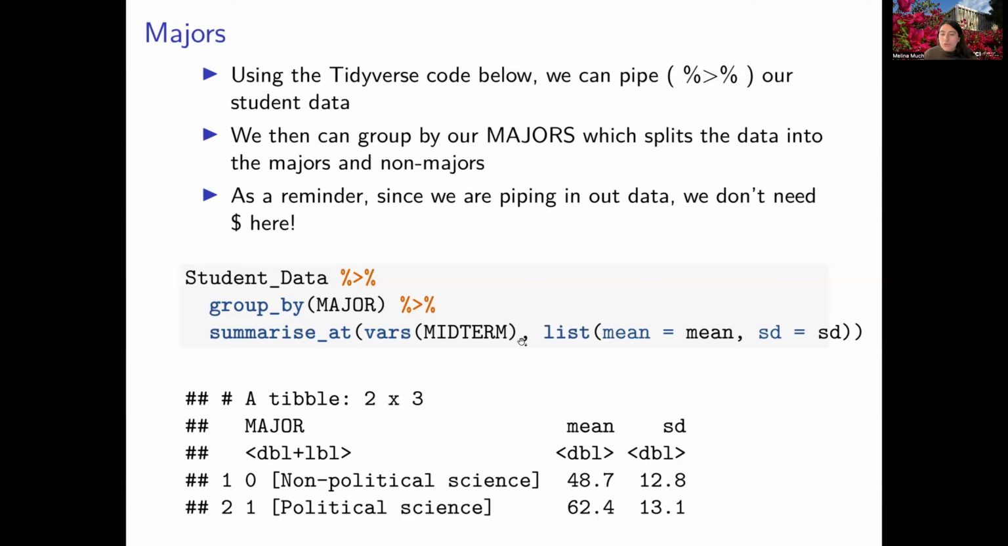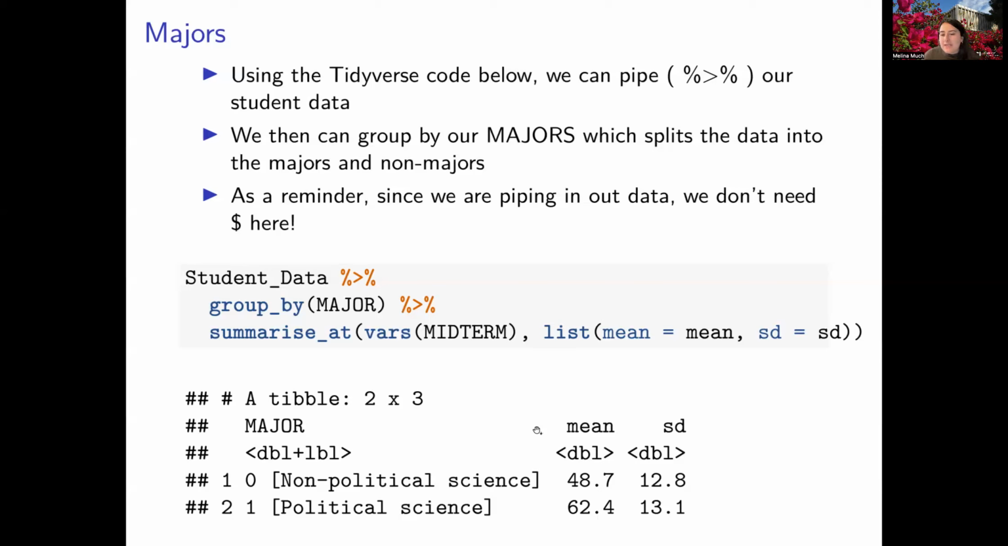Okay. So the summarize function takes multiple arguments. The first argument is what variables you want to use. So it's going to take vars(midterm). Vars is just a function that helps you select a certain variable. So summarize_at with vars(midterm) selects the midterm column, and then we're going to find two different values for it. Within this list function, we're going to select the mean, and we're going to call it mean, and the standard deviation, and we're going to call it standard deviation.